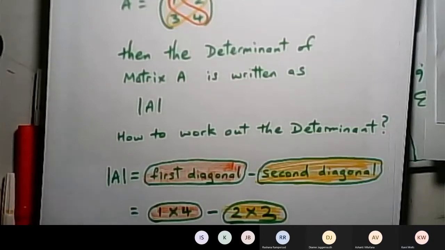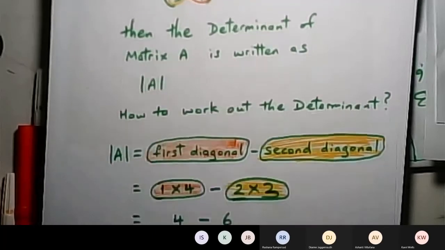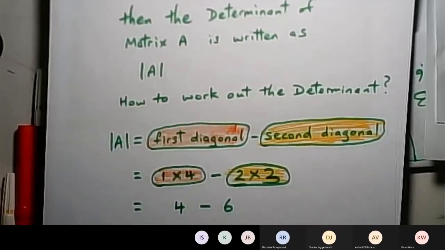Then we continue now. 1 times 4 is 4. Bring down the takeaway sign. 2 times 3 is 6. 4 take away 6 is, go for your elevator ride, go up 4, come down 6. So -2. Very nice. -2.